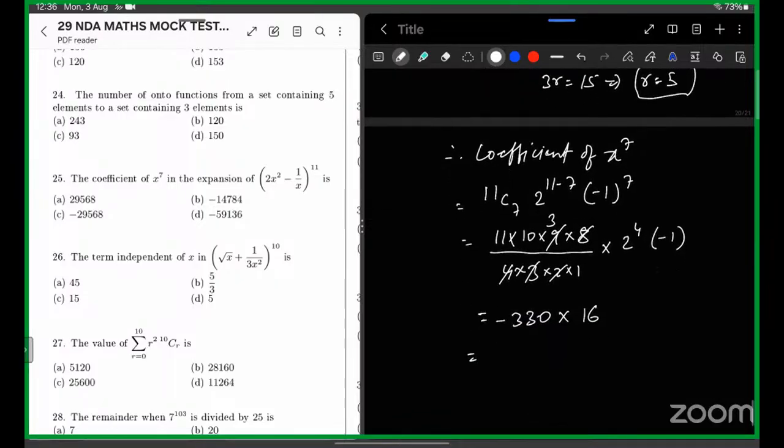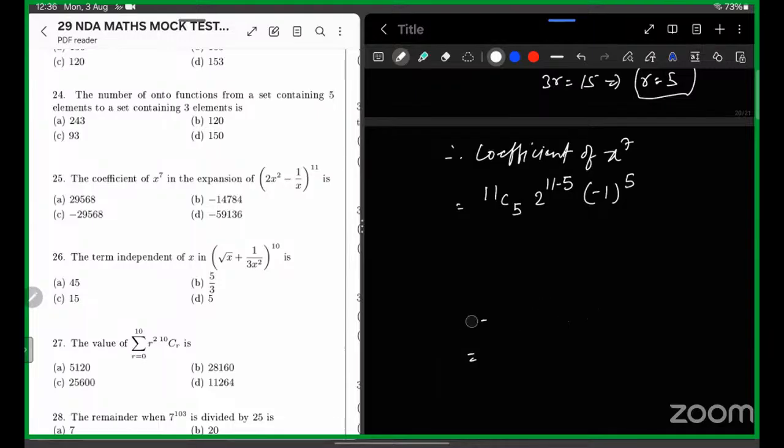11. Oh, the r value is 5, not 7. Okay, here is the mistake. The r value is 5, not 7. So it is 11C5, 11 minus 5, 5. So when we do the calculation here, 11C5 is equal to 11, 10, 9, 8, 7 over 5. Okay, fine.